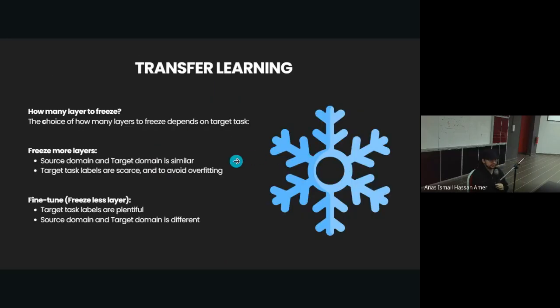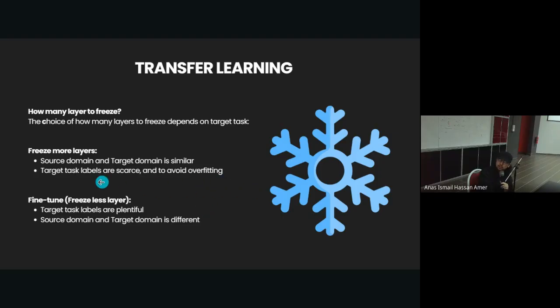So how many layers to freeze, as I've discussed, depends on how close the source domain and the target domain are. If they're similar, then you can freeze more layers and fine-tune only the classification layers. If they're different, then you might need to fine-tune more layers.